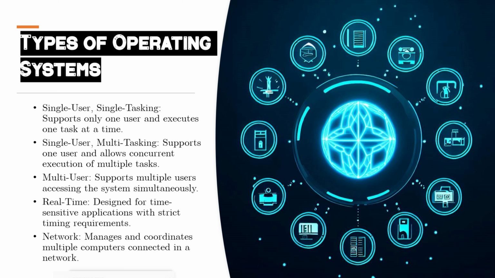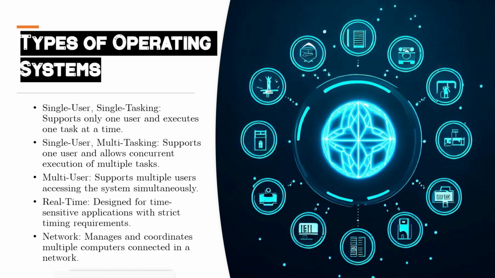Types of operating systems. Operating systems can be categorized into several types based on their design principles and areas of application. Let's explore some of the common types of operating systems. Single user, single tasking. This type of operating system is designed to support a single user and allows the execution of only one task at a time. Examples include early versions of MS-DOS.